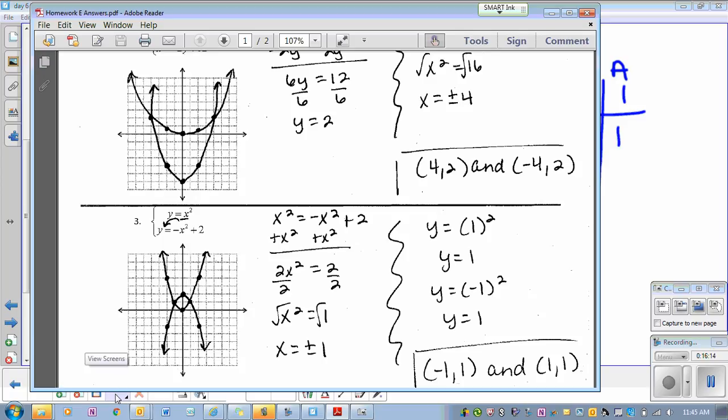There's number 3. Listen, if you have any questions, ask, because I'm sure there's somebody else thinking the same thing.